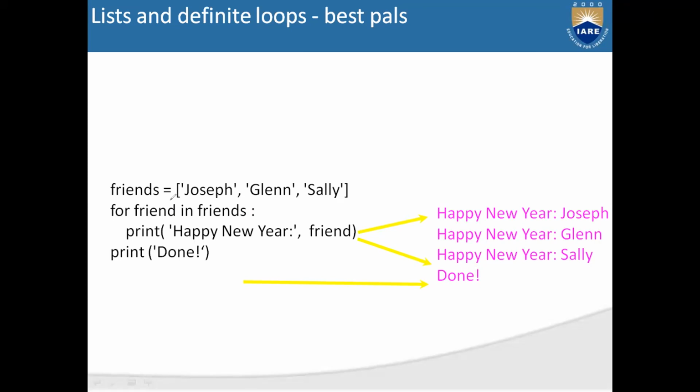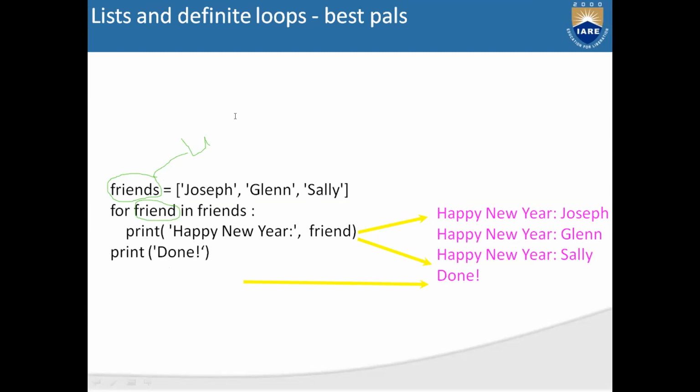So what is this? This is the index variable. What is this friends? What variable is this known as? List variable. Very good. So this is a list variable. This friend is the index variable for the loop. For friend in friends. That means friends has what values now? Joseph, Glenn, Sally. So what value will friend take first?